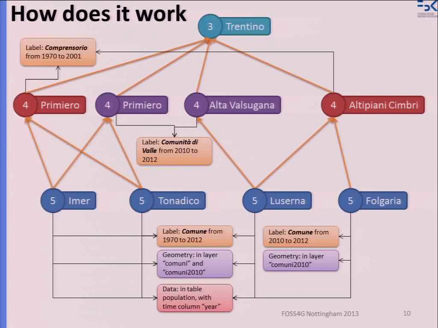How does it work? This shows you a bit of the system. We have different nodes, and here you can see the network. We have different nodes and different levels with different parents and children. Parents are connected to lower levels. Here we have different administrative levels. These are municipalities, these are valley communities, and that's the province of Trentino.